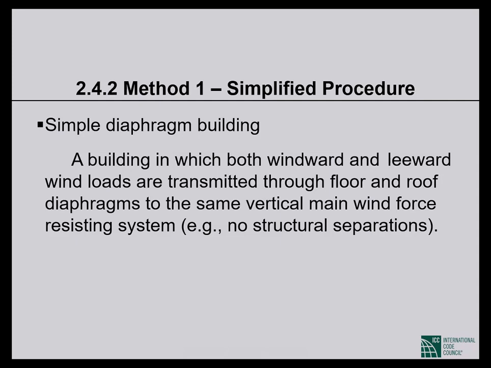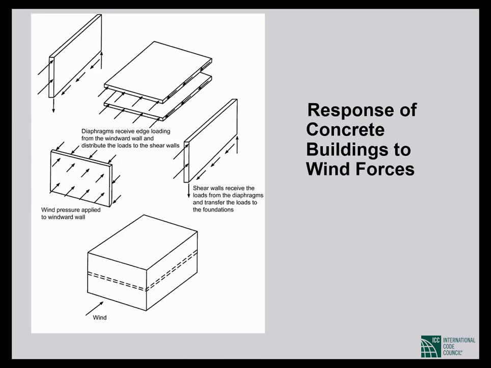Simple diaphragm building, the definition I showed you before, I told you that I'll give you an example. So let us look at this. So this is a concrete building. Wind is applied on the windward wall, whatever it is made of. This wall bending between supports provided by the slab at the top and the slab at the bottom will transfer the wind to the slabs acting as diaphragms.